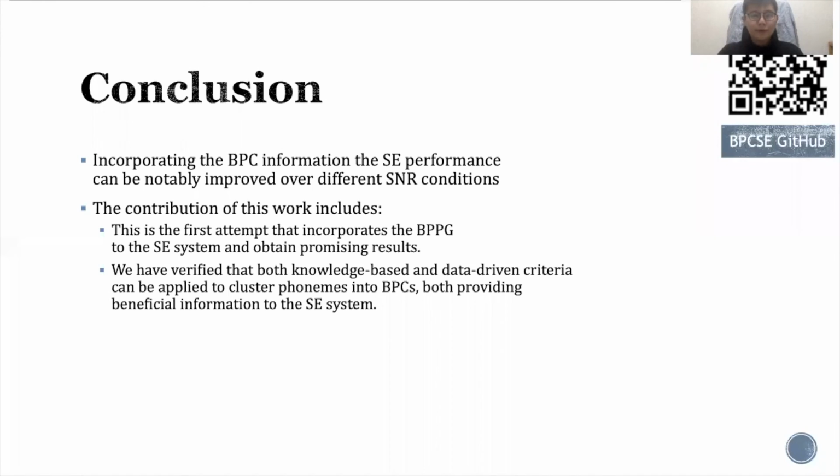In this paper, we propose to use the BPC information to guide the SE process to achieve better denoising performance. 3 clustering criteria are investigated, and the results confirm that incorporating the BPC information can improve SE performance notably over different SNR conditions. The performance even outperformed the monophone PPG SE system. From the ground truth results, we know that there is still room for further improvement. We will further explore how to efficiently use this BPC information for the SE task in future study.